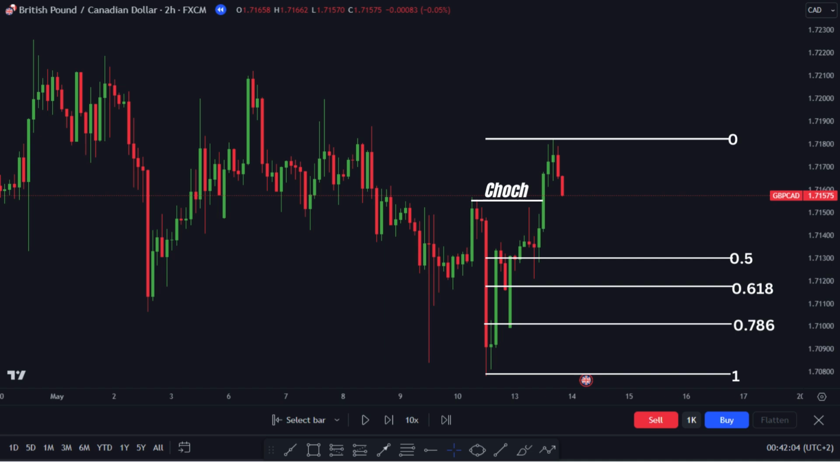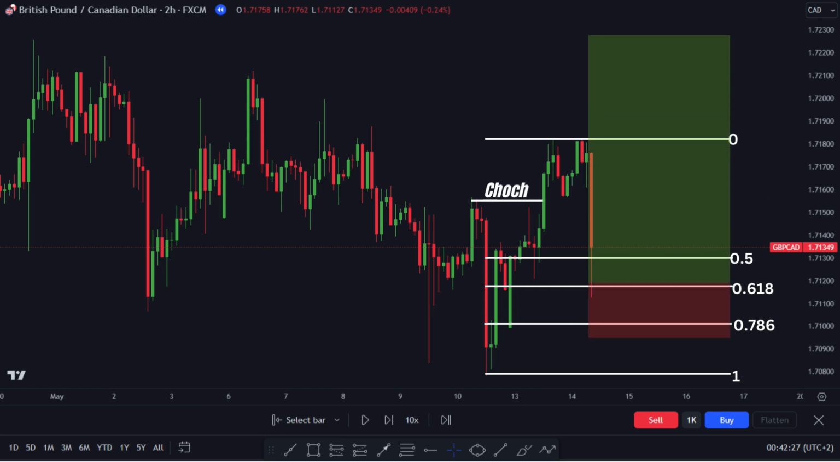Insert your Fibonacci levels and wait for price to pull back and retest the 61.8% level. From here, execute your buy orders with a stop loss below the 78.6% level and set your take profit above the major swing high. Most likely, price will push up and hit your target.